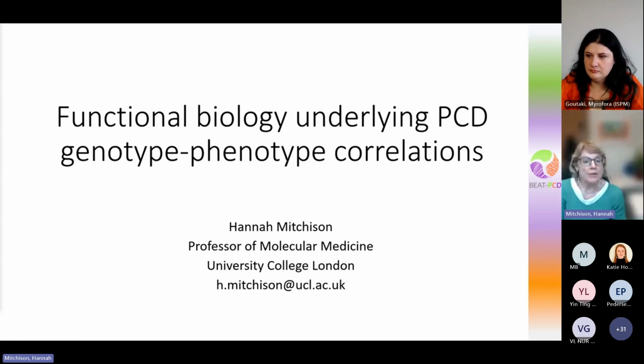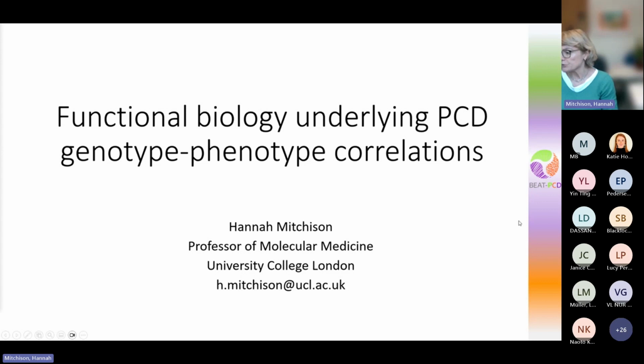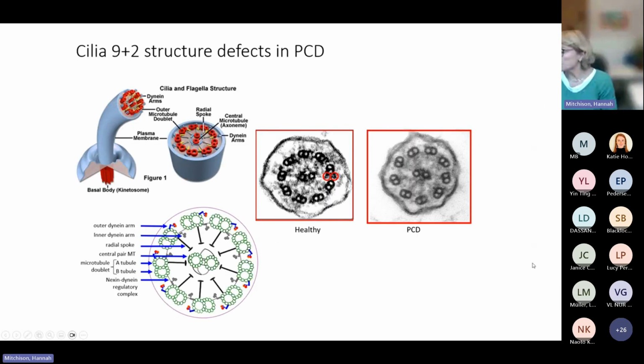So I'm going to speak a little bit more about the functional biology underlying PCD and the genotype-phenotype correlations that we know about. To get straight onto that, I expect we are all in this audience familiar with the 9+2 structure of the motile cilia in our airways and these typical structures. Myrona has shown this already and explained a lot about them. And these are the main features. So that's what I'll be talking about.